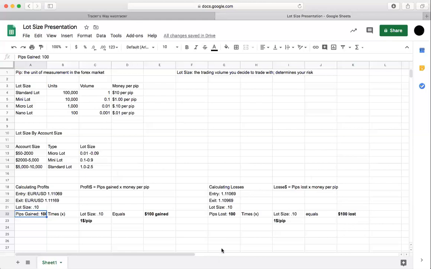And so today we've discussed the definition of a pip, lot size. We've looked at the different types of lot sizes that are there. I've given you some recommendations on different lot sizes you may want to use to trade responsibly so that you don't blow your account. And then we've also taught you how to calculate your profits and losses.